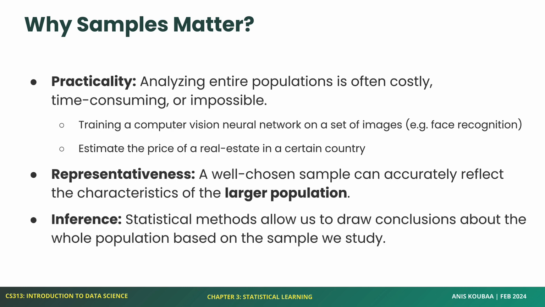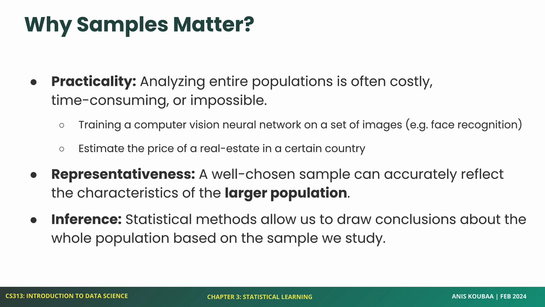Another thing is that samples and statistical methods allow us to draw conclusions about the whole population based on the sample. So if you take a sample of real estate, that will allow you to make inferences about the average real estate value, or make predictions: for a certain configuration of real estate, what could its possible price be? So we have inference and we have prediction.